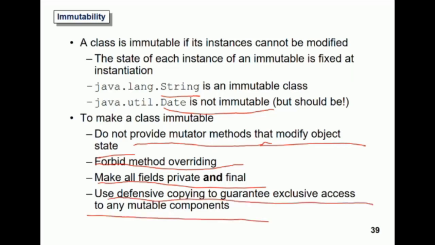Within your immutable class, any objects that are passed through the constructor or through your methods, you need to use defensive copying to make sure that basically you've got a copy just for yourself within that class that nobody can manipulate. That way any objects you create from your class are then immutable.